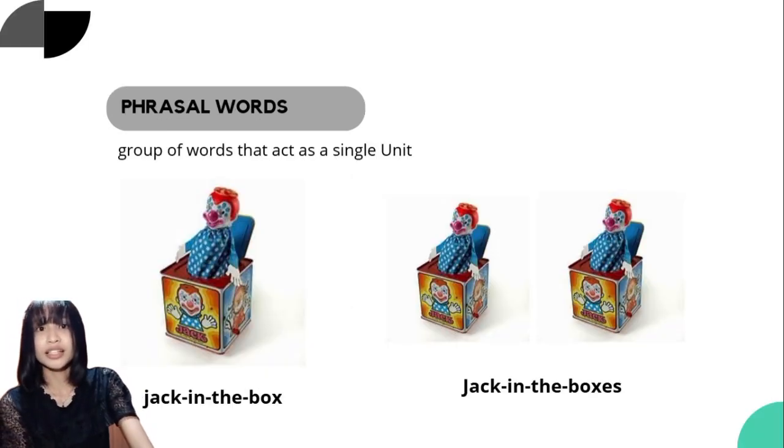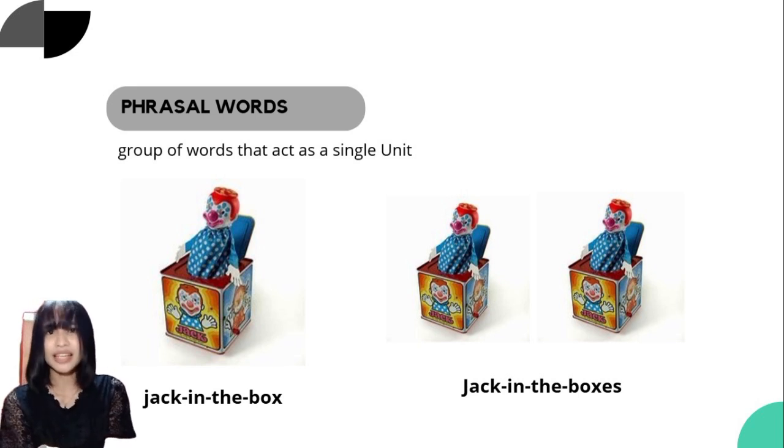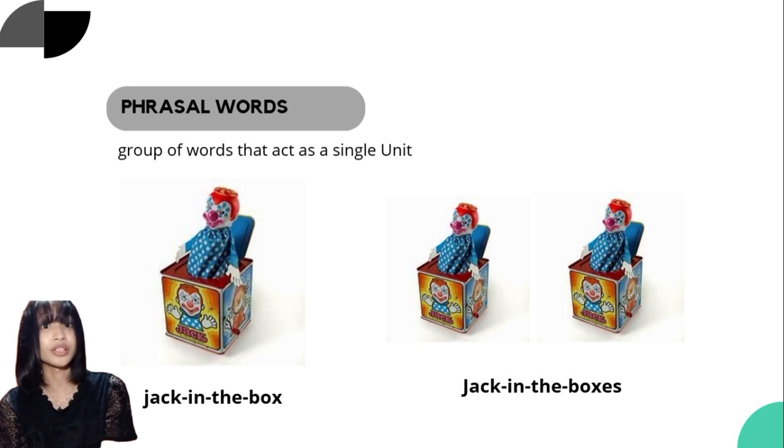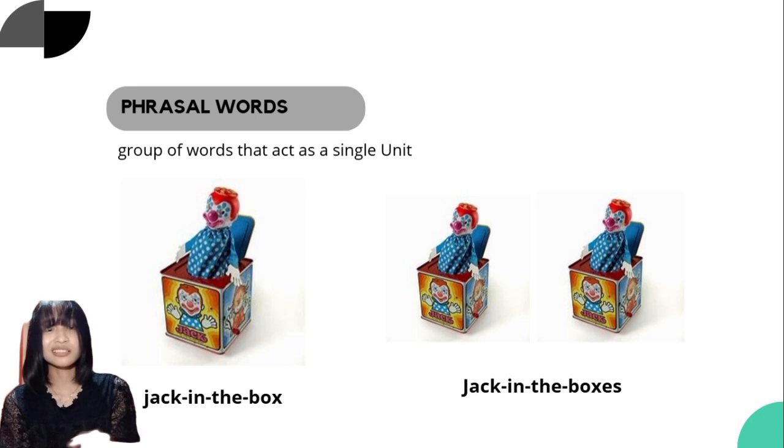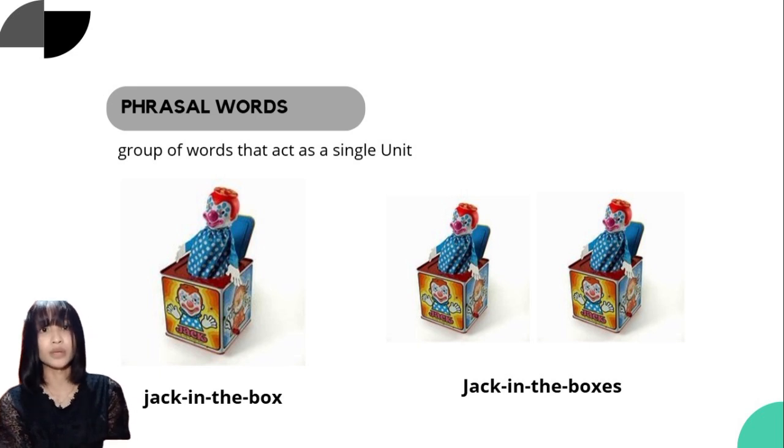So the next point is phrasal words. What are phrasal words? Phrasal words look like a phrase but behave like a single word, or a group of words that acts like a single unit. For example, Jack in the Box, which looks like a mini sentence but is treated as one word. Jack in the Box means something that just pops out suddenly and surprises you. And to make it plural, we put the S at the end of the phrase. So it becomes Jack in the Boxes, not Jacks in the Box, because it's treated as one word.